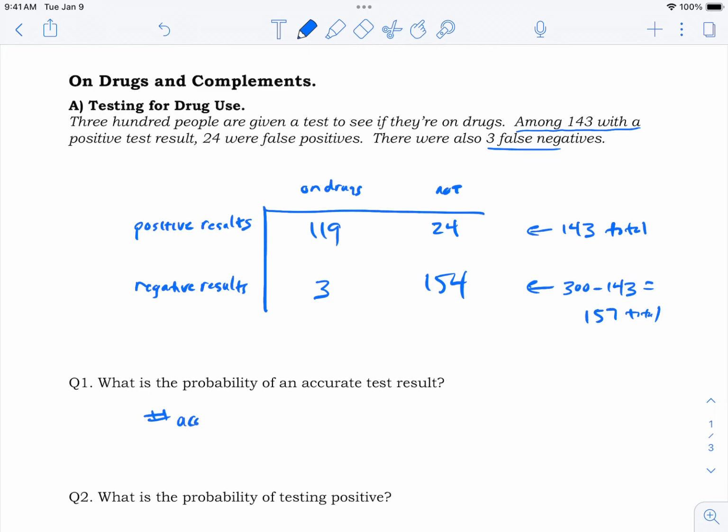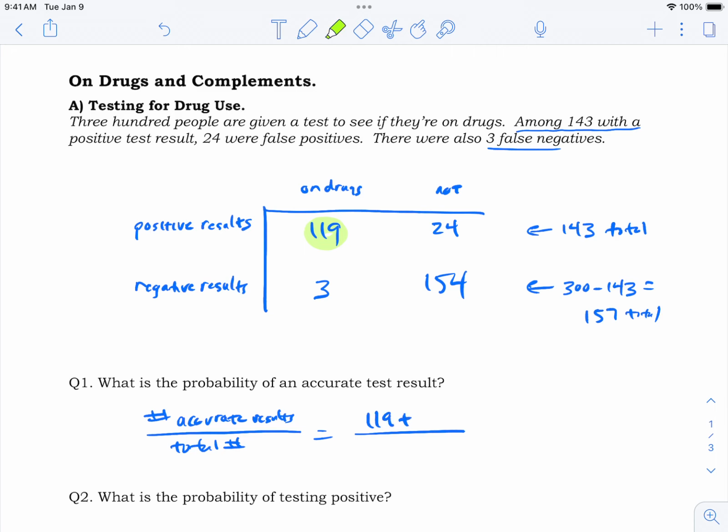So I'd want to count the number of accurate results, put that on the top, and then I'd want to count the total number of results, I guess. Don't have to count them. They told us it was 300. That'll go on the bottom. So the number of accurate results, where are the accurate results? I tested positive and I really am on drugs. That's a positive result, or excuse me, a correct result, an accurate result.